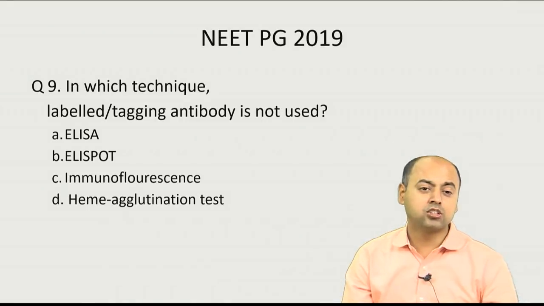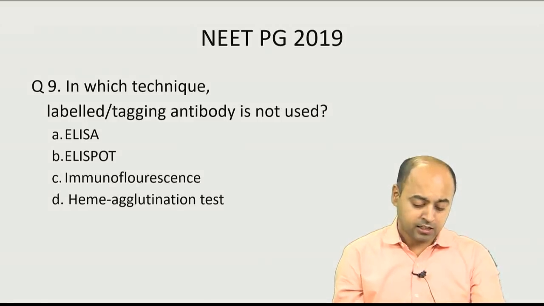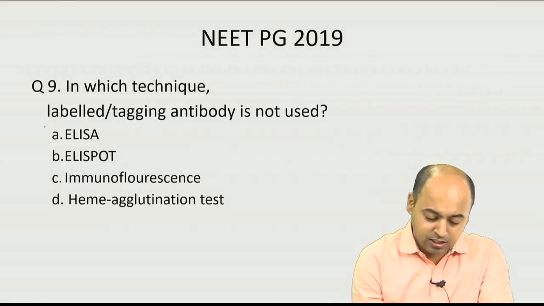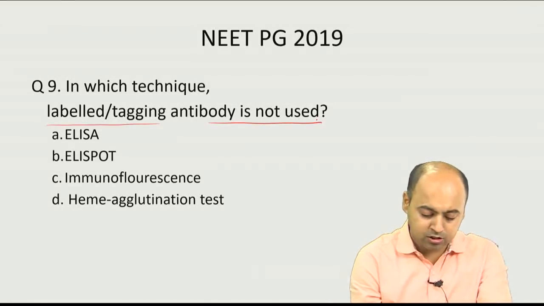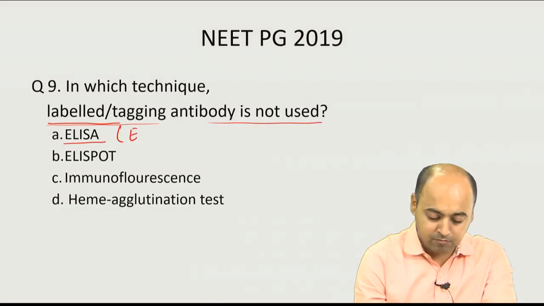Now question number 9 talks about techniques. It says in which technique the labeled or tagging antibody is not used. Now we know in ELISA the antibody is tagged with enzyme.